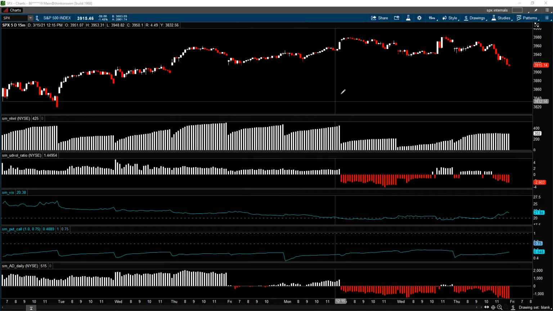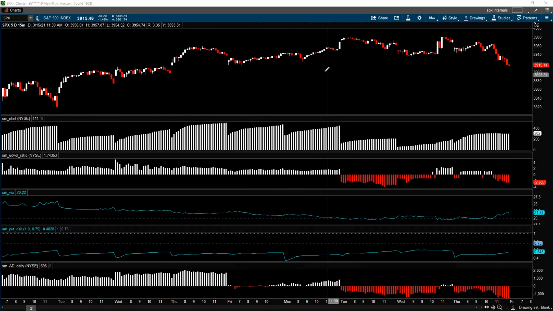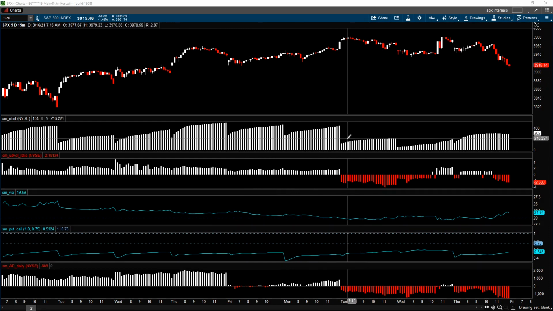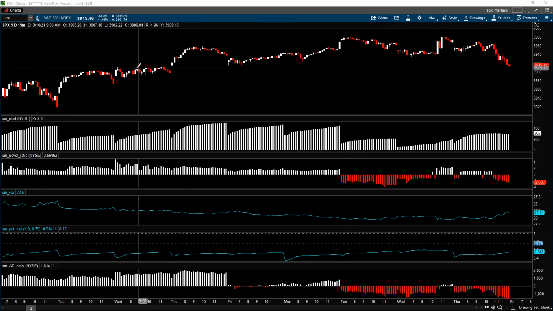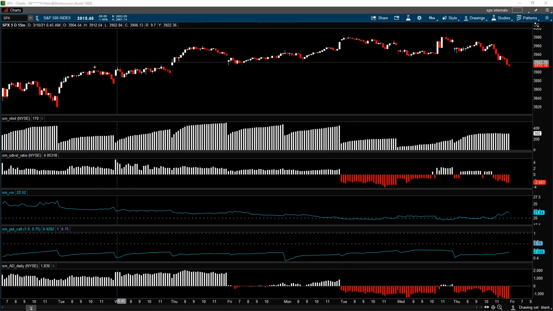Now we're looking at this 15-minute intraday chart of the S&P 500, and this is the New York Stock Exchange new high, new low. Here is the up-down volume ratio and the VIX, and here is the put-call ratio and also the advance decline. Now let's start looking at this S&P 500.